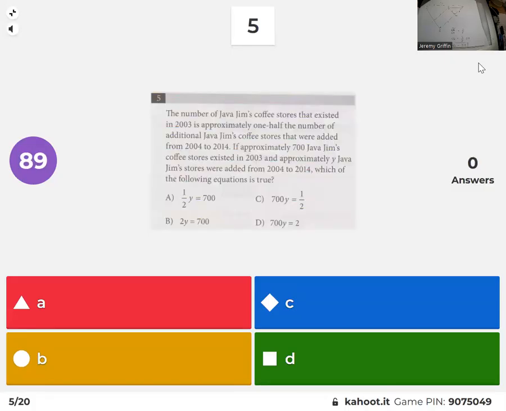Number 5. The number of Java Gems coffee stores that existed in 2003 is approximately half of the additional stores that were added in the decade following. If approximately 700 Java Gems were open in 2003 and y stores were added in the decade following, which of the following equations is true?